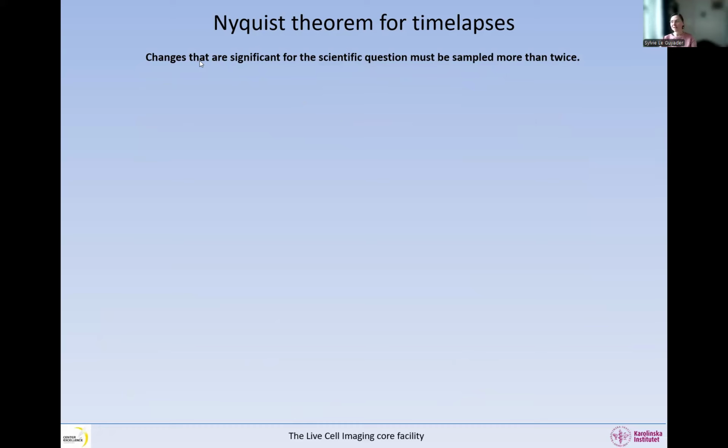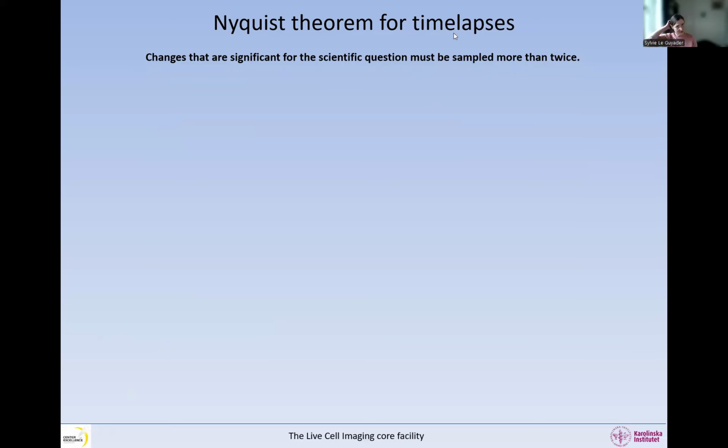Now, there's one more little layer of complication, let's say: what do we actually need? Because now we see that the objective is resolving something, and then we are digitally resolving it if we are at Nyquist. But does that correspond to what we really need for our scientific question? And that's also very important. That's actually the key.